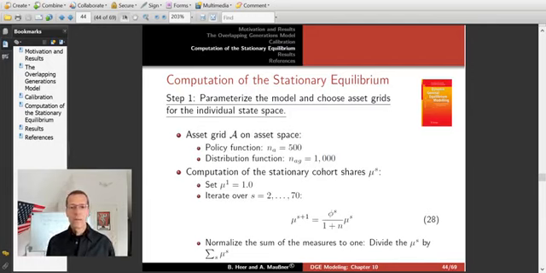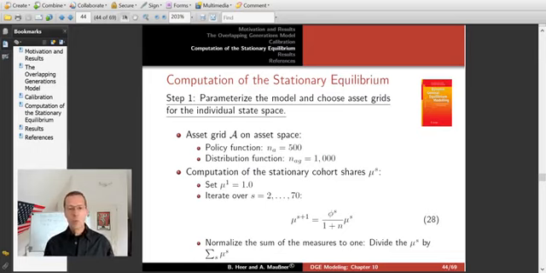Step 1, we parameterize the model and choose asset grids for the individual state space. So we start with 500 grid points of the policy function grid, and we choose 1000 grid points for the distribution function along the dimension of the wealth grid, which we call A. Now, where do we get this number from? Well, this is a little bit experience, so I've done these models over and over again. 500 is a fair value to start with.